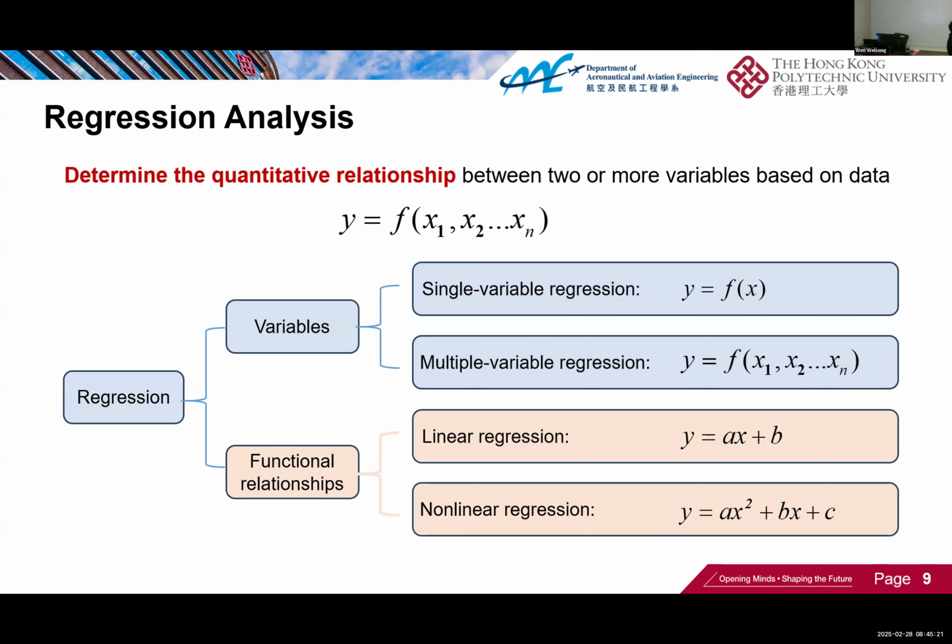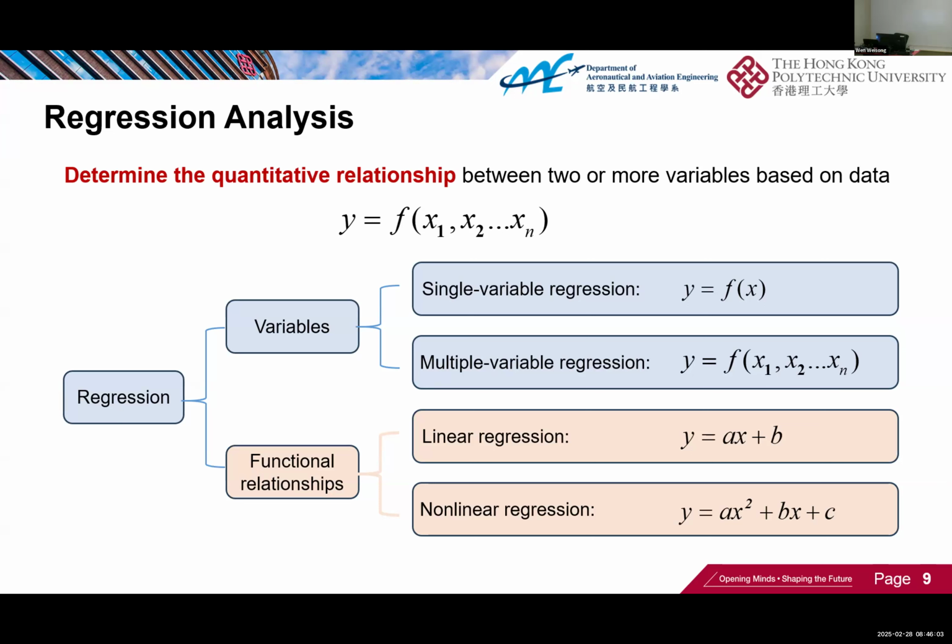For example, based on different features, different variables, we can have single variable regressions, so y equals f(x). And for multiple variable regressions, it usually means we have multiple variables, right? For example, if you want to predict the price of a house, you need to consider multiple pieces of information, like the location of the house, the date, the area of the house. Those are different variables, corresponding to x1, x2, x3.